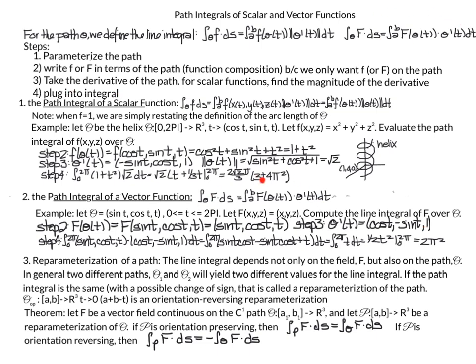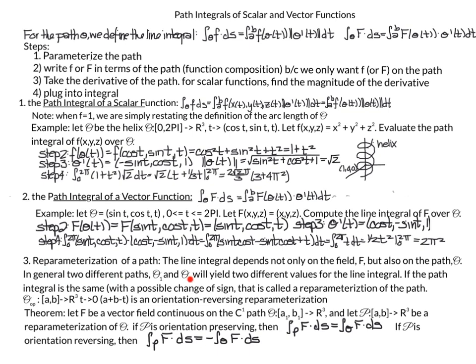So here is our formula. The integral from a to b, that's 0 to 2 pi, given here. f composed with sigma, we have calculated as sine t, cosine t, t, dotted with the derivative, which is cosine t, negative sine t, 1, and then we do that integral and we find our final answer. We talked about reparameterizations of a path. The line integral depends not only on the field but also on the path. Obviously, if you look at the formula, the path is in the formula.